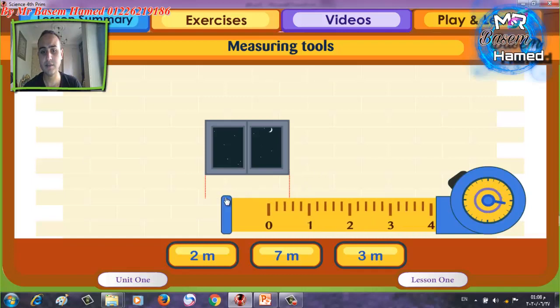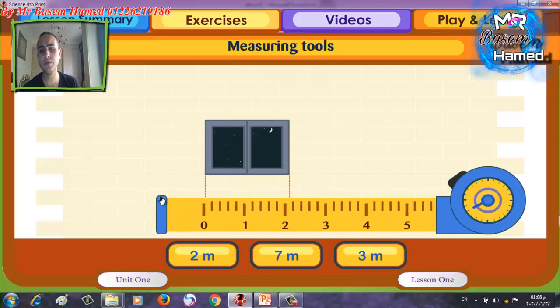This length is 0, 1 meter, 2 meters. Yes, the length of this window is 2 meters.